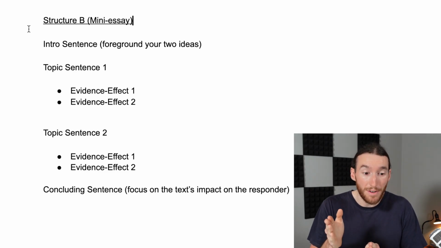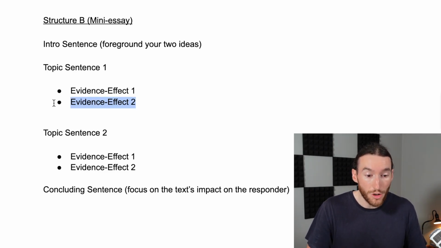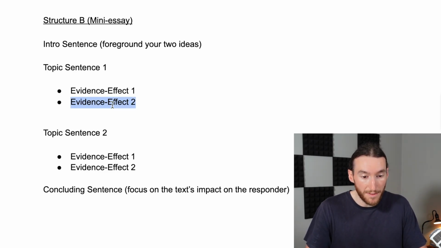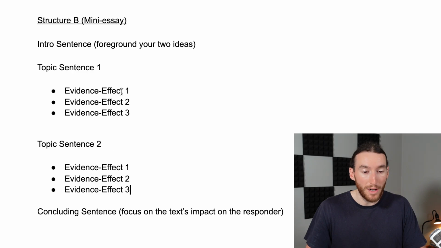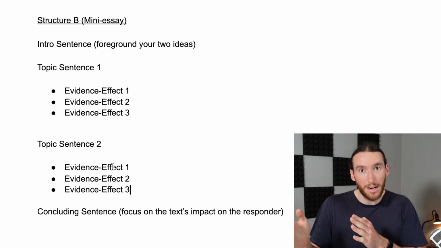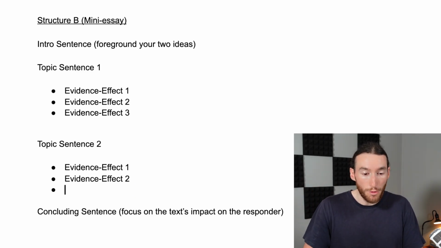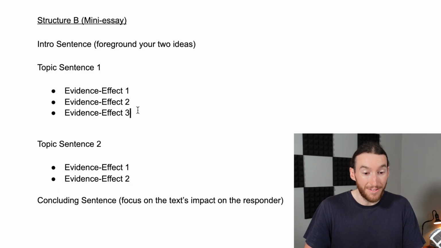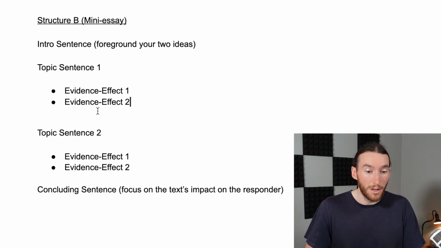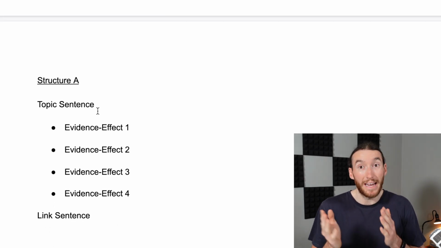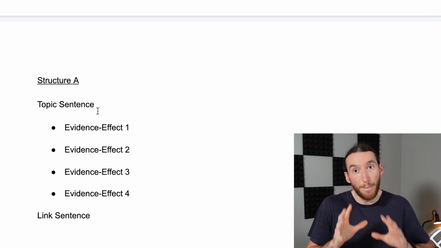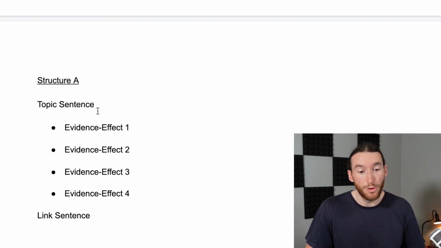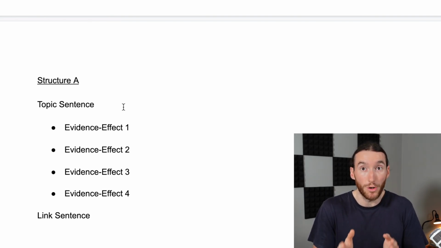With a 6 or 7 marker, I would have 1 extra evidence effect. I would have 1 extra piece of analysis per body. So you would have a 3rd piece of evidence in each of these points if it was a 6 or 7 marker. For a 5 marker, 2 pieces of evidence per paragraph is enough because that totals 4, which is the same amount of evidence that we would have had up here for structure A, which is what this student did. Okay, again, my preference is for structure B. You can do structure A, especially if you're running short on time.